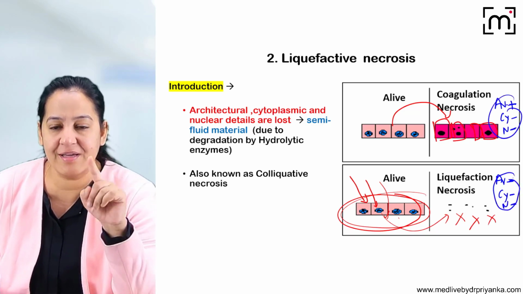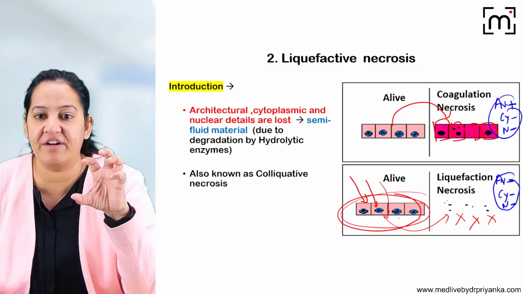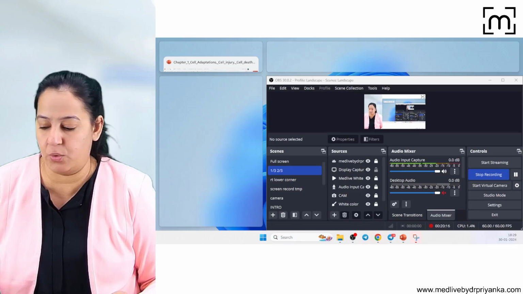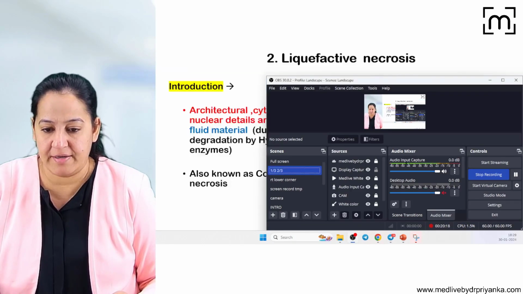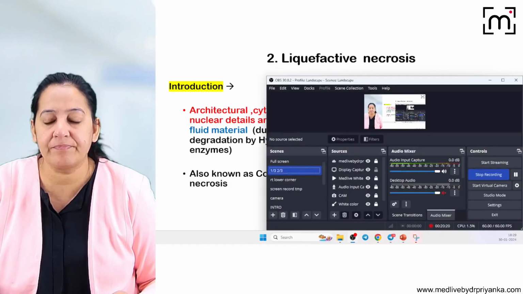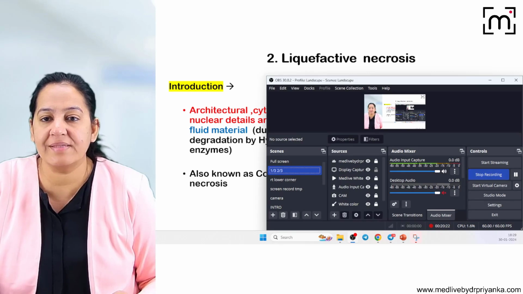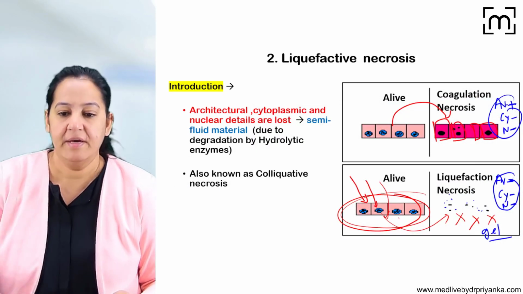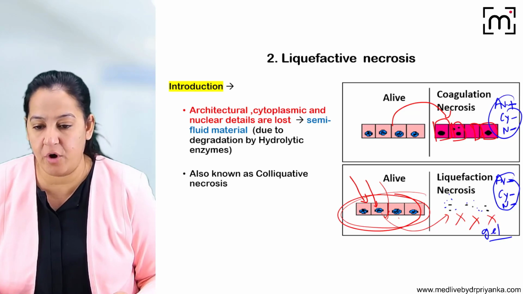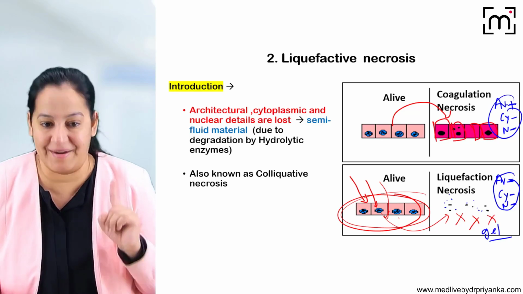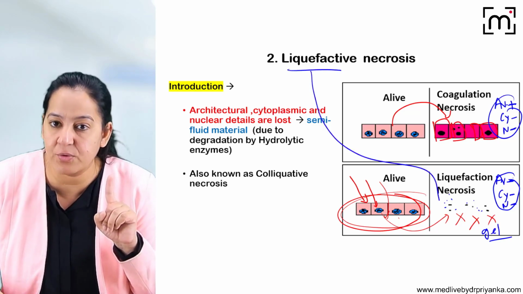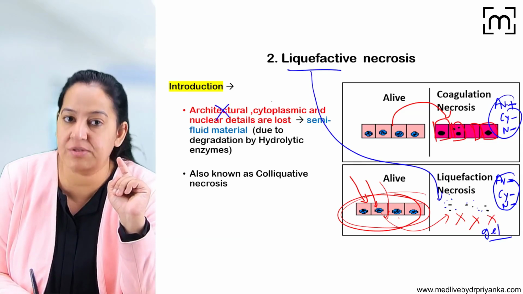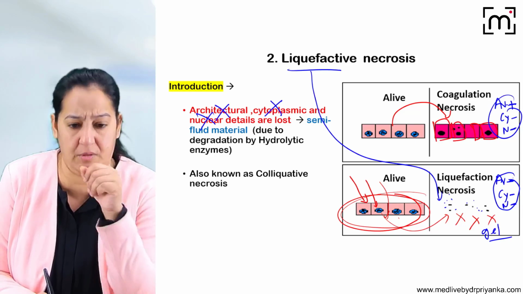Here all three details are gone and the group of live cells gets converted into a gel-like material. That's why it is known as liquefactive necrosis. Because it got converted into a gel-like material, it is known as liquefactive necrosis. So what is the definition? In the definition, architectural detail is lost, cytoplasmic detail is lost, and nuclear detail is lost.